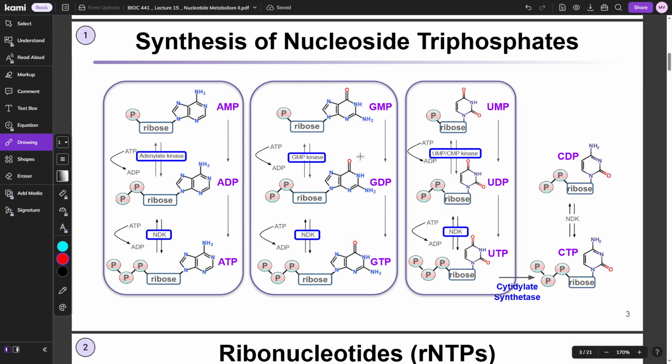Here's just an example of the pathways. These are helpful. You can see, for ATP, start with AMP, use adenylate kinase, go to ADP, use NDK, go to ATP. See that the last step is always NDK for all of them. Basically it's like that for all of them, right? So you can see here adenylate kinase, GMP kinase, UMP-CMP kinase.